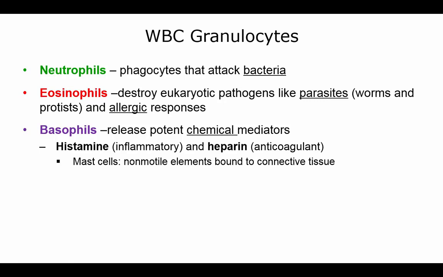You also have the basophils. So basophils, their key role is to release some chemical mediators. So they release things like histamine, they release things like heparin. Histamine we know is what actually leads to inflammation. Heparin is an anticoagulant. Coagulation means to clump. So heparin keeps your blood from clumping so that materials can continue flowing to the areas where you need them. So basophils are basically chemical producing cells.